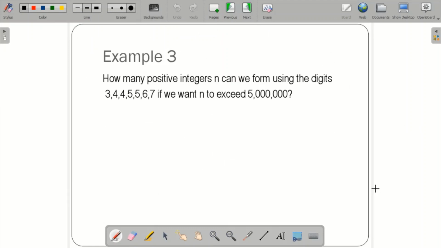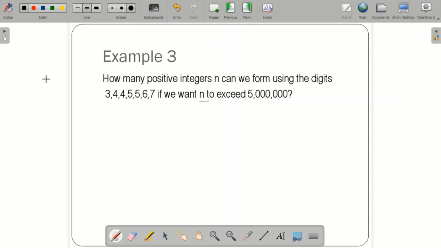Example 3: how many positive integers n can be formed using the digits 3, 4, 3, 4, 5, 5, 3, 4, 5, 5, 6, 7, if we want n to exceed 50 lakhs. So that is 50 lakh, that is 5 followed by 6 zeros.